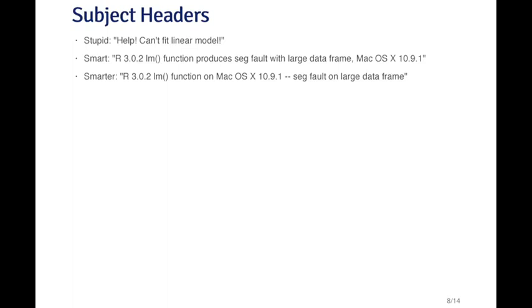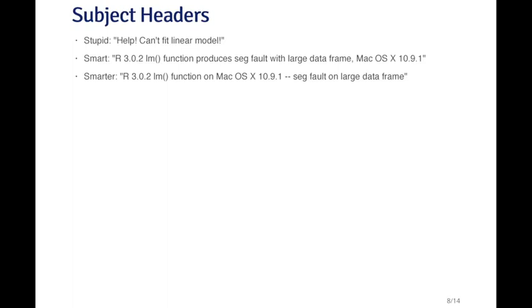The second version is much better. It tells me that on R version 2.15.0, the lm function produces a seg fault, meaning that R crashes, with a large data frame. And furthermore, it says I'm using macOS 10.6.3. So here I've got the operating system, the version of the operating system, the version of R, what function I'm using, and a summary of what actually happened.